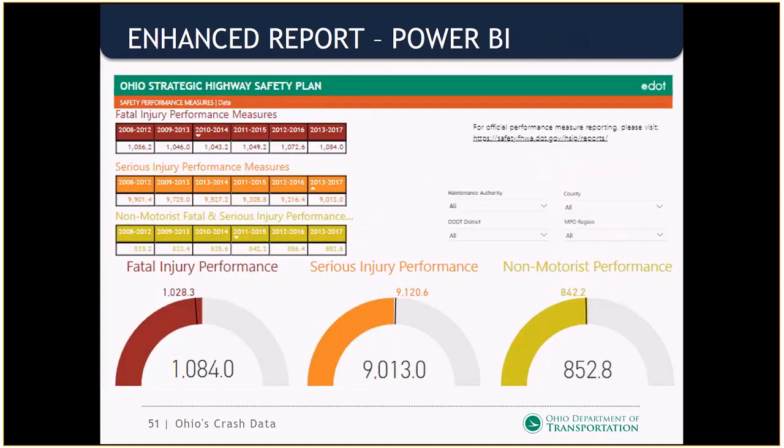The other thing that we're working on diligently, and we have it internally, we're working on getting IT resources and getting in the pipeline for a project to put a Power BI dashboard externally. So here's an example of just our performance measures, so fatal, serious injuries, and non-motorist fatal and serious injury performance. So this is a 5-year rolling average, and this is the completed one for 2013 to 17.